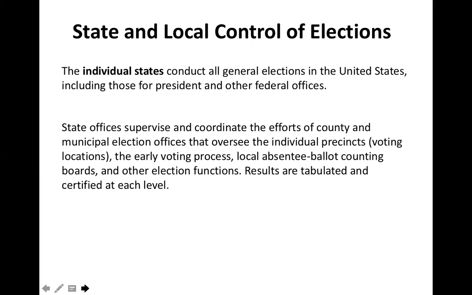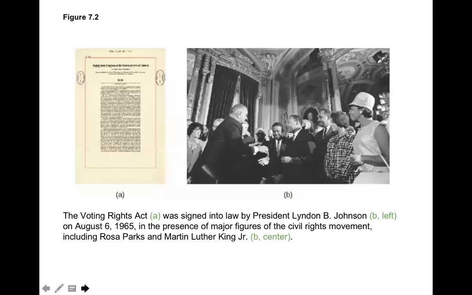We also have early voting, absentee voting, and other functions that are done at the county level. They're the ones who tabulate it, and then they report it to the Secretary of State and they certify it. The results are tabulated and certified at each level.